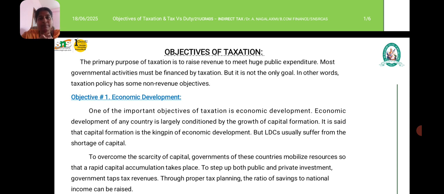See, roads, NH roads, state highways, where we can reach the destination easily, quickly, and without any discomfort. So how will the government lay the roads? It incurs expenditure. So the government needs a source of income. One source of income is tax. Not only in India, all the countries in the world levy tax on their citizens. Most governmental activities must be financed by taxation.